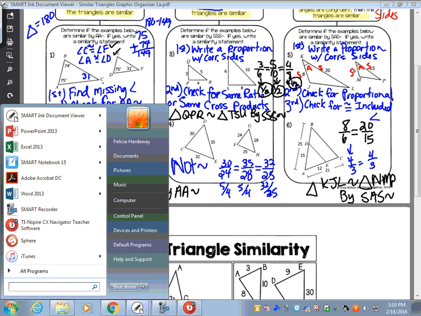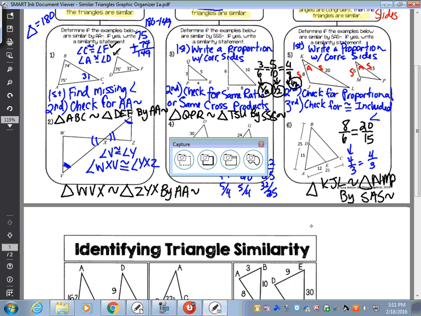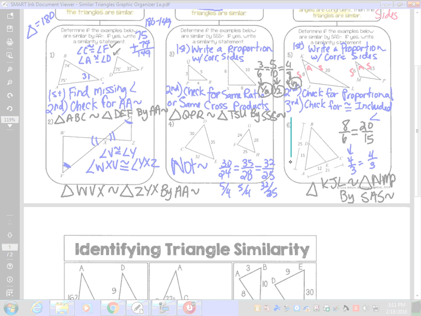All right. Let's see if I can do this. Yes, I can. That's what we're going to do. I'm going to show you. Screen capture. I'm going to do you, and I'm going to do this.